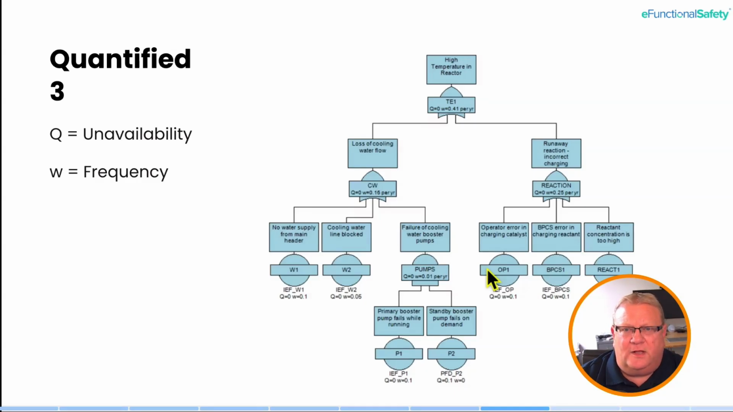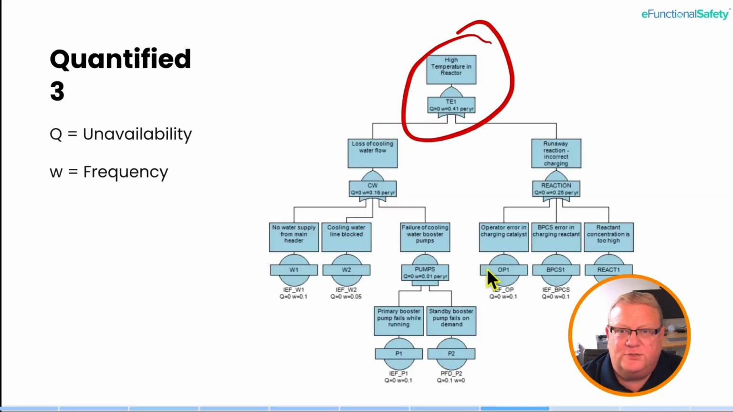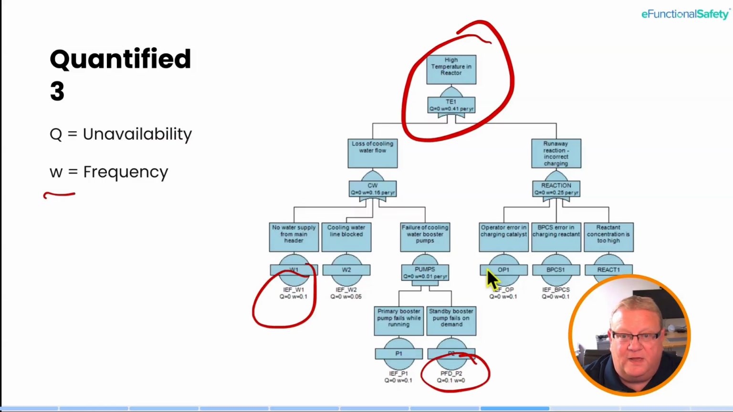A third example here just shows you that it doesn't have to be unavailability you're modeling. In this case, the high reactor temperature that we saw in the earlier example has now got some frequencies associated with it. Anything with IEF is a frequency, so the W parameter, and anything with a PFD is a probability of failure on demand or an unavailability number.